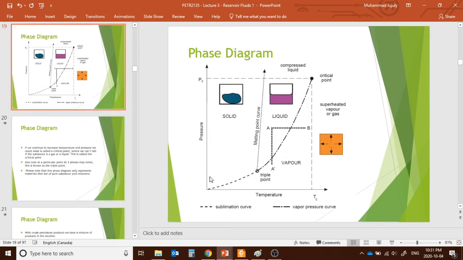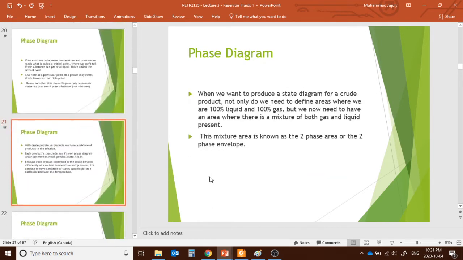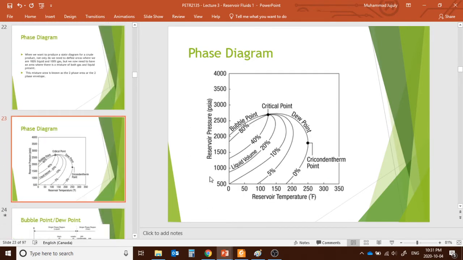Okay, so this is a phase diagram for a single component, but for a mixture it could look like that. For instance, you are changing the composition and how the critical points and the dew points are changed, or the bubble points. Okay, so here is one terminology. You can see the Cricondentherm, and another would be the Cricondenbar. You will see the next one.